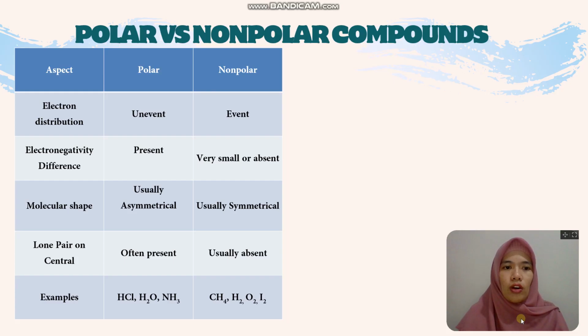First, based on electron distribution, a polar compound has an uneven electron distribution. In contrast, nonpolar compounds have a more even electron distribution. Next, based on molecular shape, polar molecules usually have an asymmetrical shape. Meanwhile, nonpolar molecules tend to have a symmetrical shape. In some polar molecules, a lone pair on the central atom also contributes to the uneven distribution of charge.